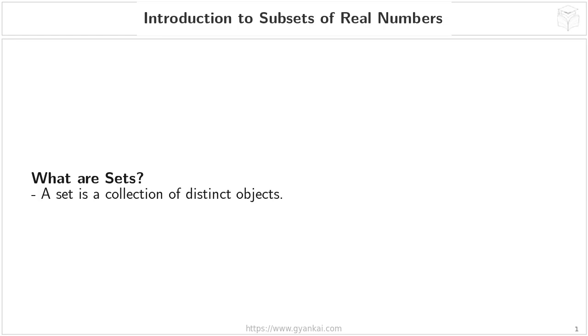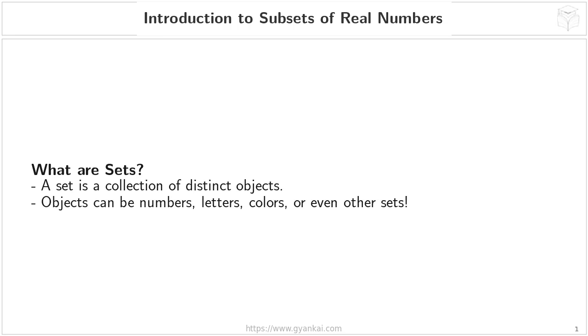By distinct, we mean that each object within the set is unique, no repetitions allowed. These objects can be absolutely anything. They could be numbers like 1, 2, and 3. They could be letters like A, B, and C. They could even be colors like red, blue, and green. And believe it or not, a set can even contain other sets within it. We'll get to that a bit later on as we progress.